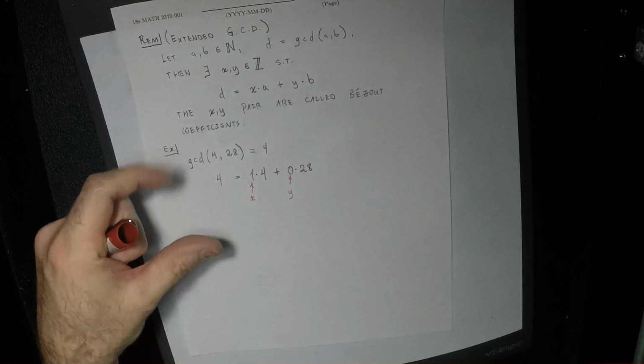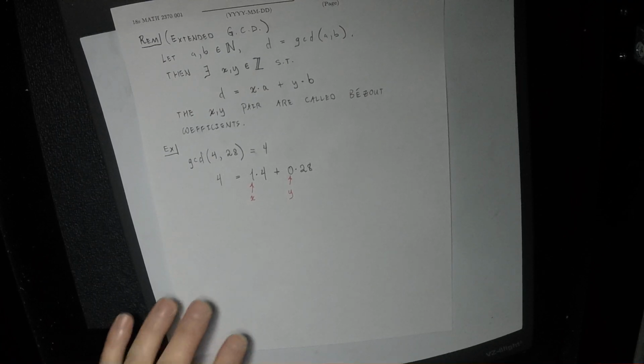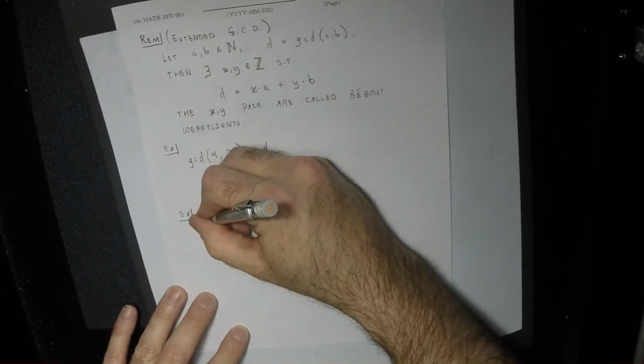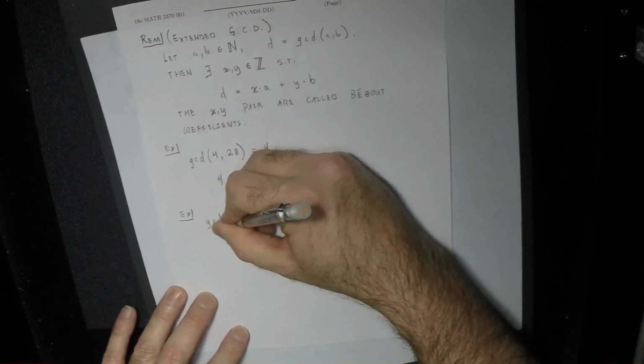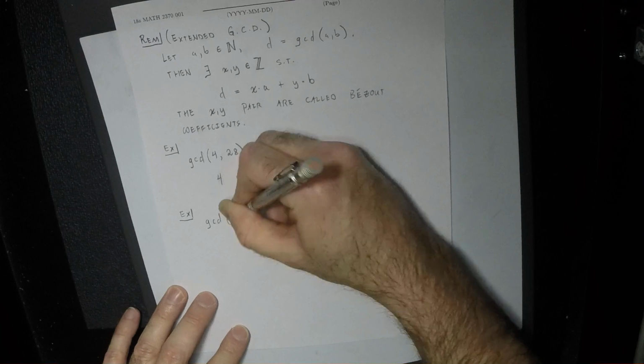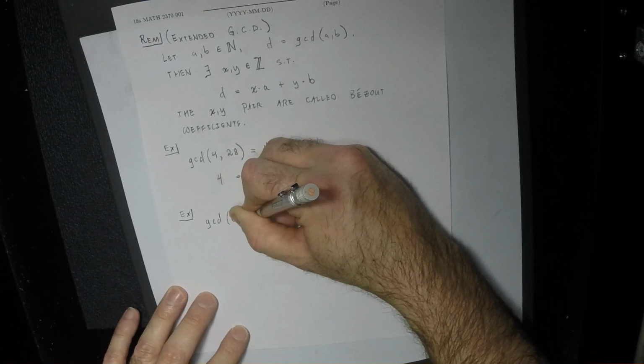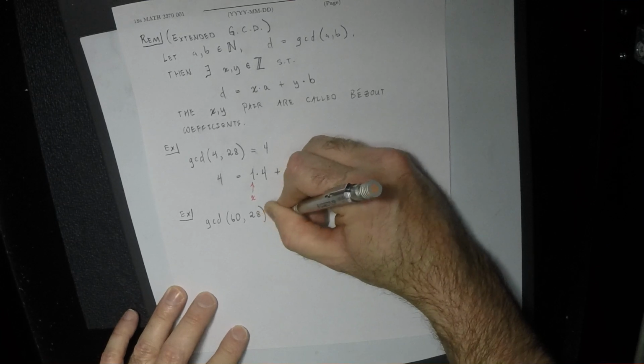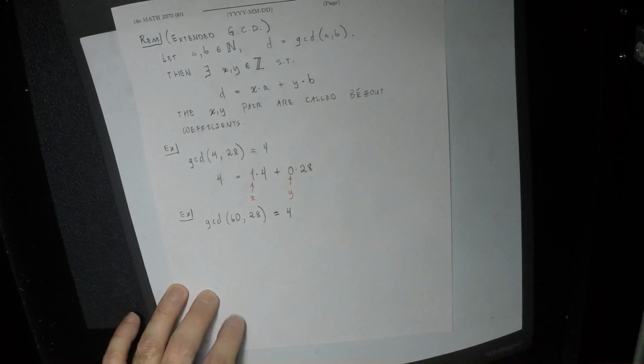So this short example is saying that the greatest common divisor of 4 and 28 is 4, and the way you could obtain that is by taking one of those 4s and 0 of the 28s. All right, let's make the problem a little bigger. So how about the GCD of 60 and 28? That's what we did a couple pages ago. We established that it was 4.